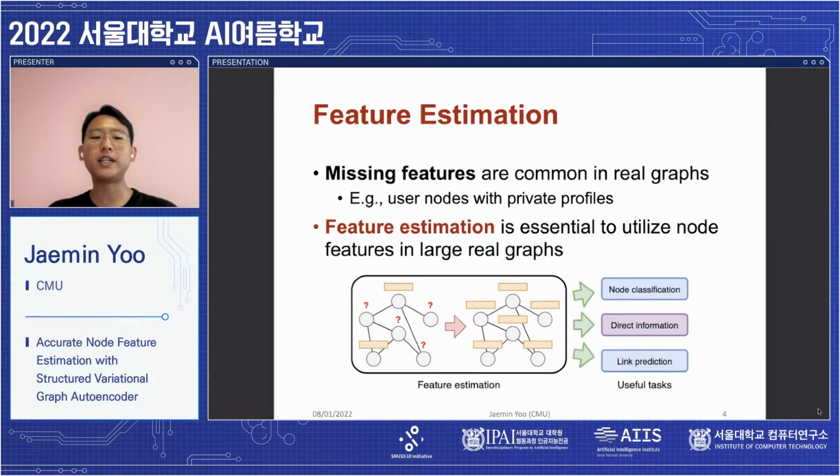This figure illustrates the problem of feature estimation in an example graph consisting of 6 nodes. If we successfully estimate the missing features as in the right graph, then we can gain improvement of accuracy in node classification and link prediction and so on.